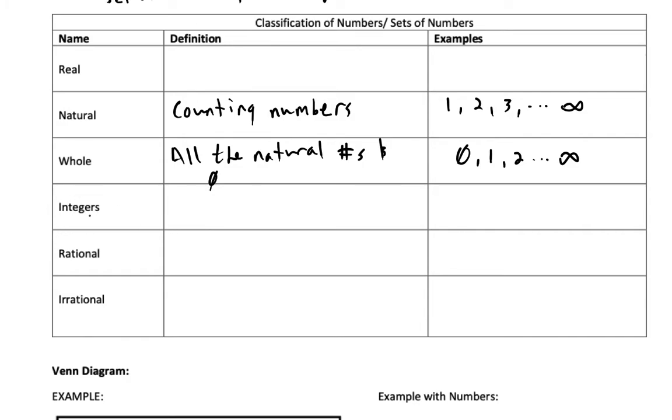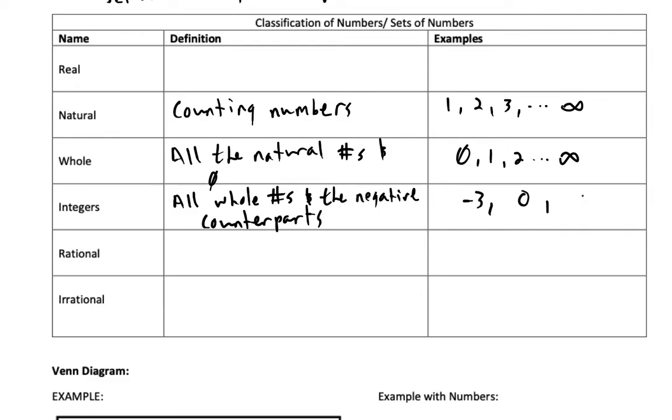Next up, we have integers. And what are the integers? They're all the whole numbers and their negative counterparts. So the integers are all whole numbers and negative counterparts. What does this mean? Well, it means that we could have -3. We could have 0. We could have +3. And we could have any number up to infinity and any number down to -infinity.